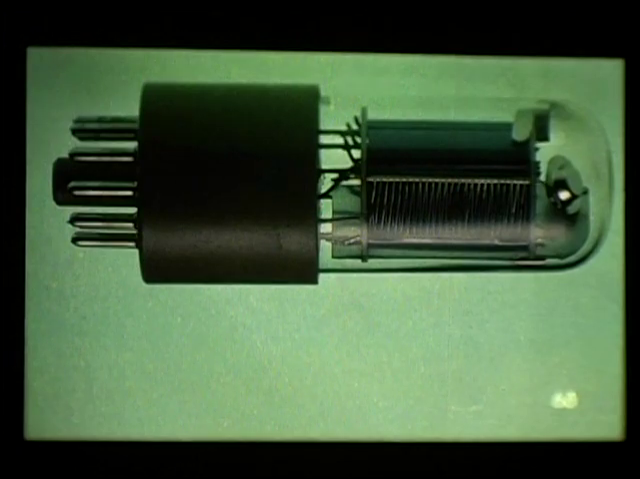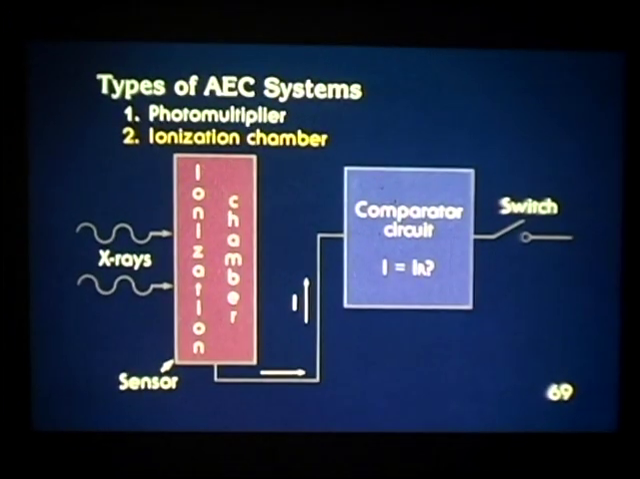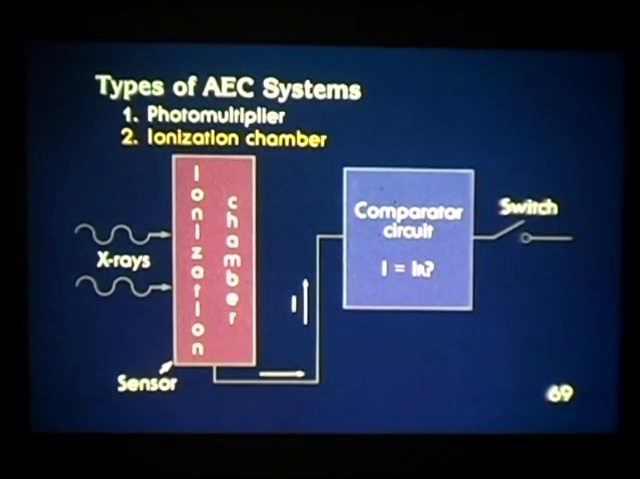Number 69. The second type of AEC system is the ionization type. The sensor of this system is called an ionization chamber. The chamber produces an electrical current when exposed to X-rays. This current is then sent to the comparator, which, when a sufficient amperage is built up, opens the switch and terminates the exposure.